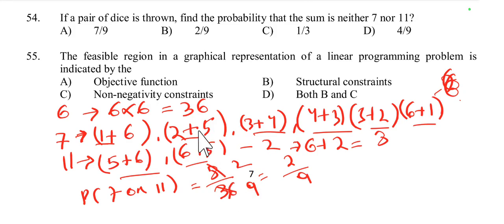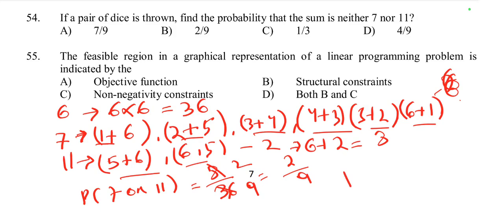But here the question is to find the probability that the sum is neither 7 nor 11. Here we found the probability of 7 or 11 is 2 by 9, but the probability of the sum being neither 7 nor 11 is the complement of the above probability.